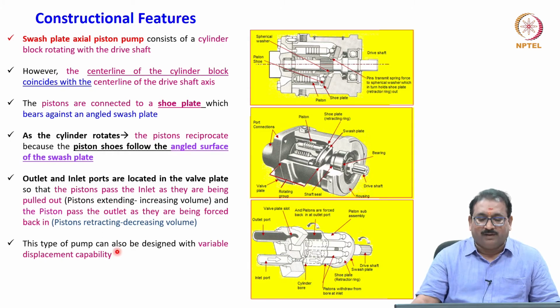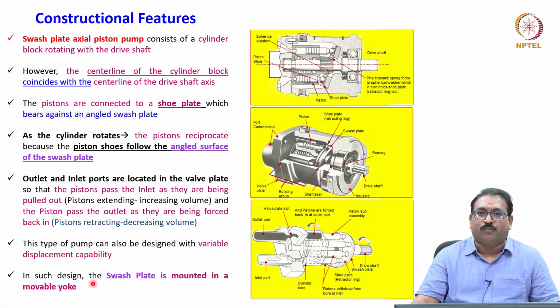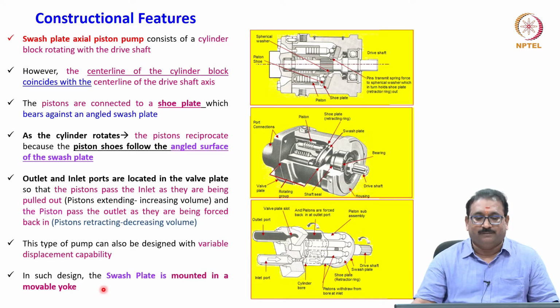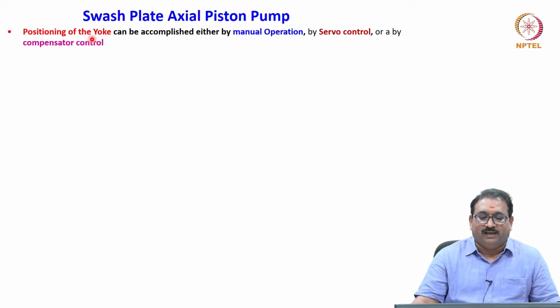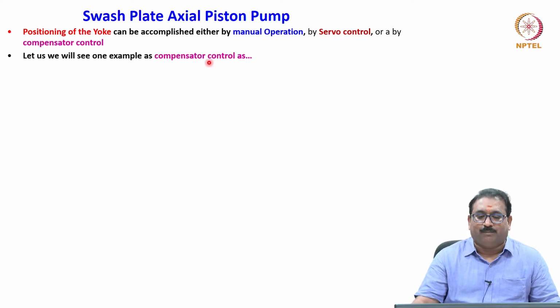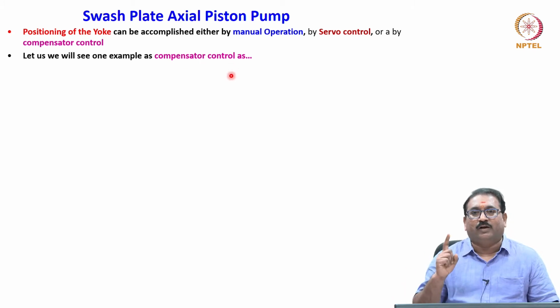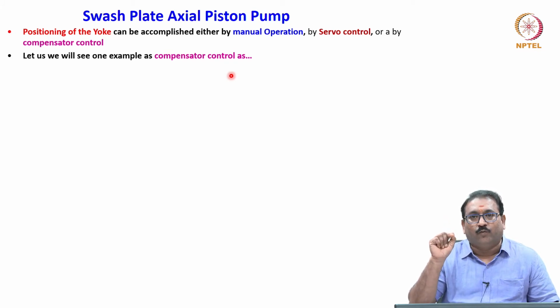This type of pump can also be designed with a variable displacement capability. How? In such a pump, the swash plate is mounted on a movable yoke, meaning you have to adjust the swash plate to whatever angle you want. The positioning of the yoke can be accomplished either by manual, servo control, or compensator control. Let us see one example, compensator control, as you have discussed the compensator in the vane pump. Similar arrangements here, friends.